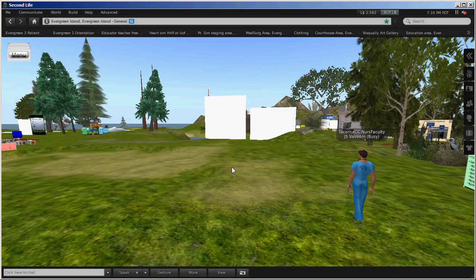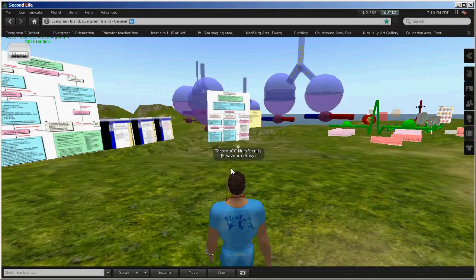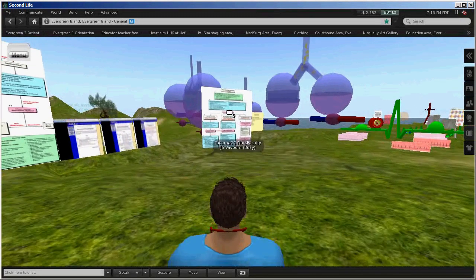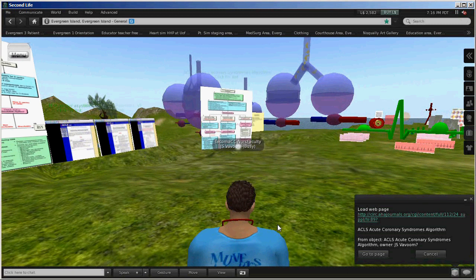As I walk around, I just sort of lost my camera angle there, and we'll zoom up here.